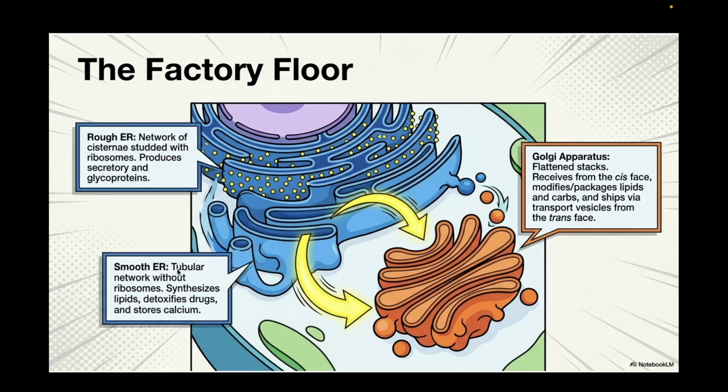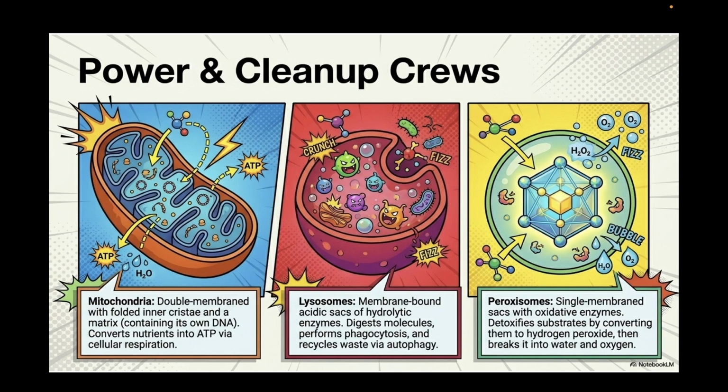Smooth endoplasmic reticulum, on the other hand, is without ribosomes, so it is smooth in nature and helps in the synthesis of lipids, detoxifies drugs, and stores calcium. Now the Golgi apparatus, which is flattened stacks, receives from the cis face, modifies and packages lipids and carbohydrates, and ships them via transport vesicles to the trans face. So once the protein is formed, it passes through the endoplasmic reticulum and is received by the Golgi complex for further modifications to transport it to its designated place.